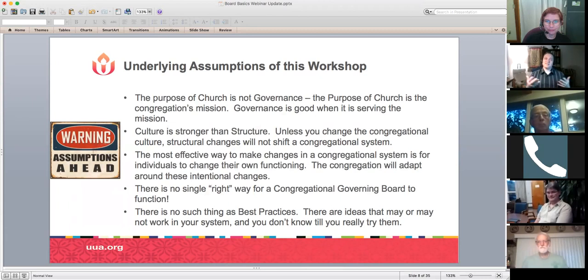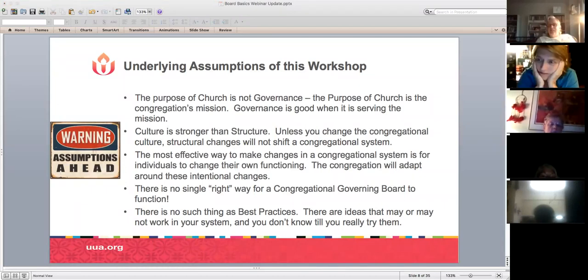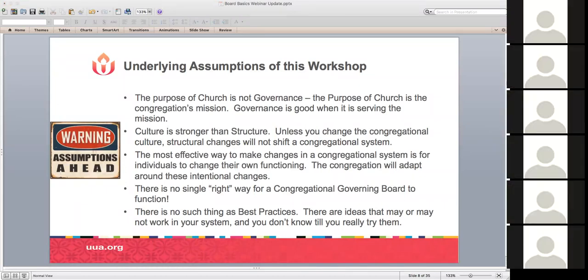People ask me all the time for best practices, and I say, best practices for who? We have ideas and we can try them in your system, but what worked in one congregational system may not work so well in yours. So what I really want people to hear is that I am agnostic when it comes to how a congregation is designed or how it functions, so long as it is serving mission, so long as it is helping you.